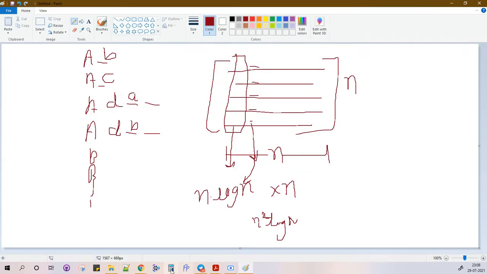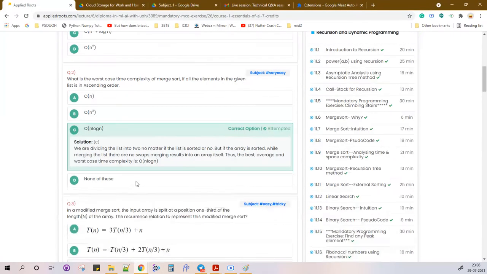The second one, I guess, is a simple question. What is the worst case time complexity of merge sort if all elements are given in ascending order? If it is in ascending or descending order, in merge sort, if you think intuitively, it doesn't matter, right? The best, average, and worst case time complexity is n log n, because given any type of array, what we are doing is dividing it into half. So how many divisions would there be?